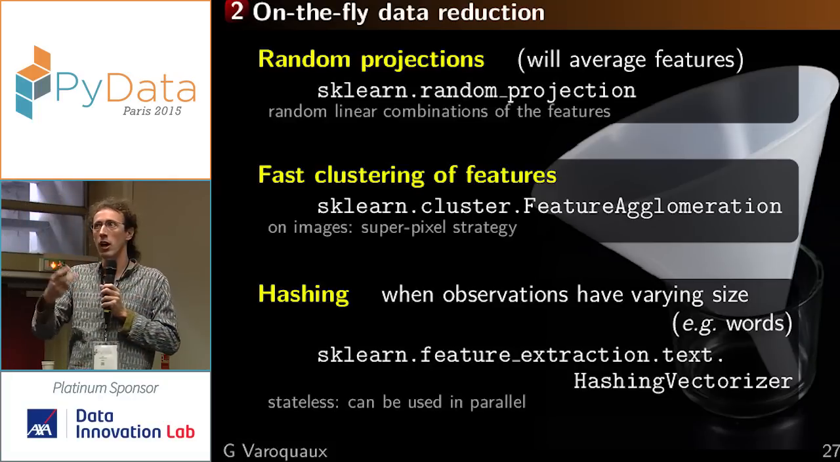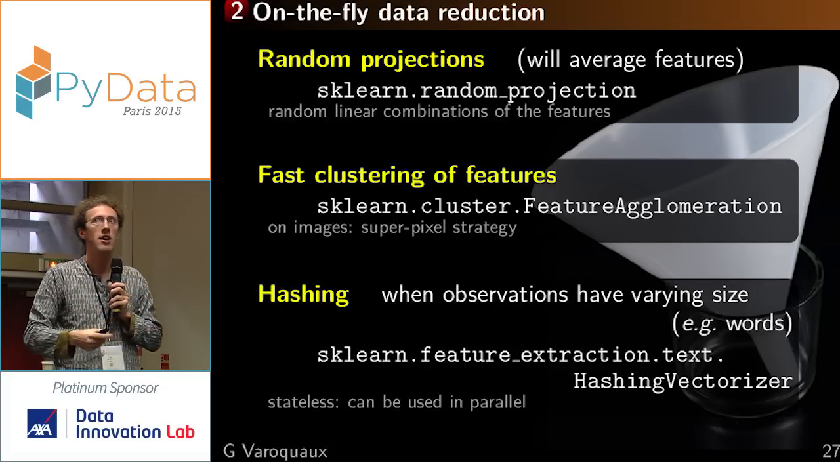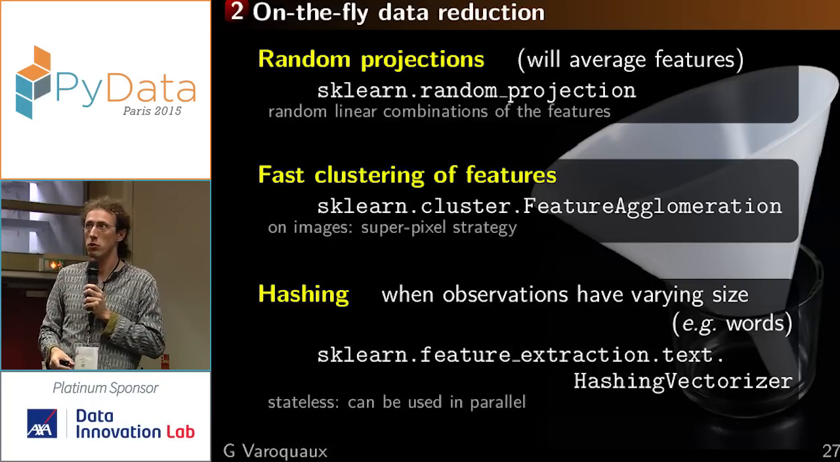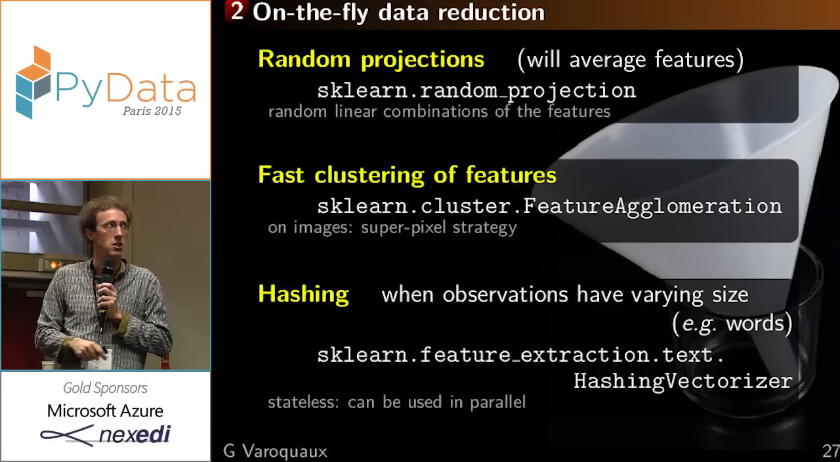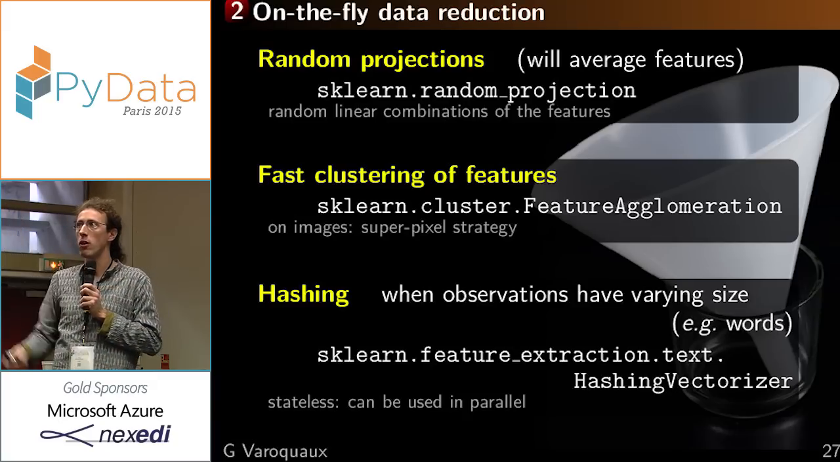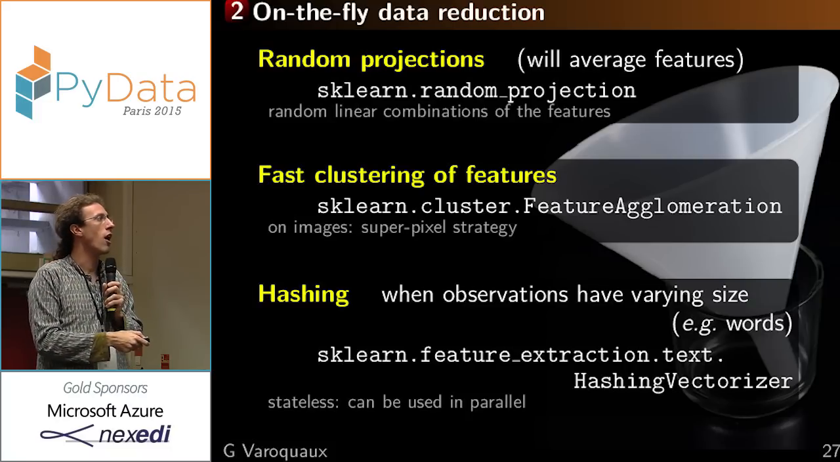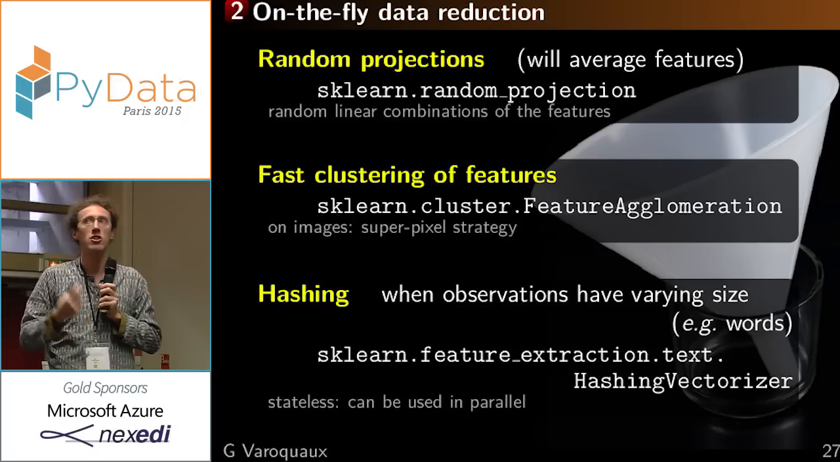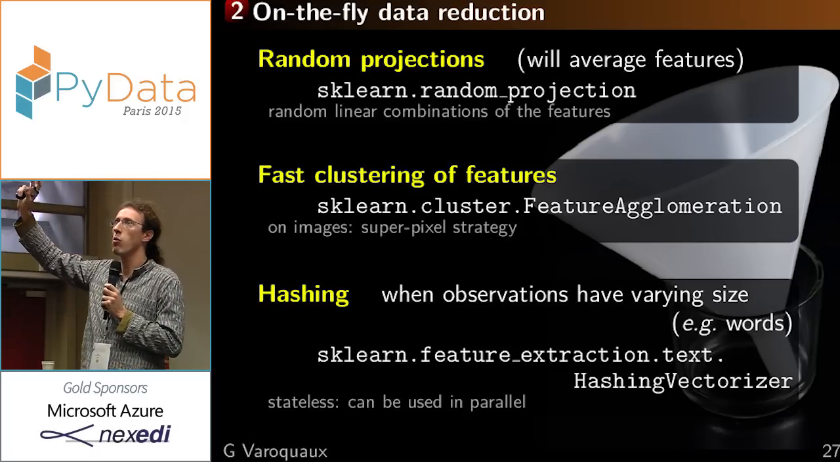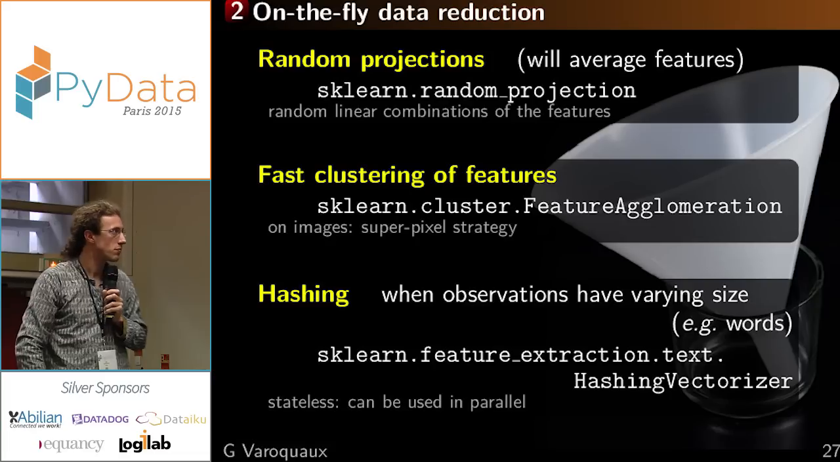The kinds of algorithms that we have to do this are things like random projections, which randomly average features and work really well in practice on things like images. We have feature agglomeration, which will put together features that look similar. And for text data, there's the hashing trick, which basically maps complex text to a hash table.